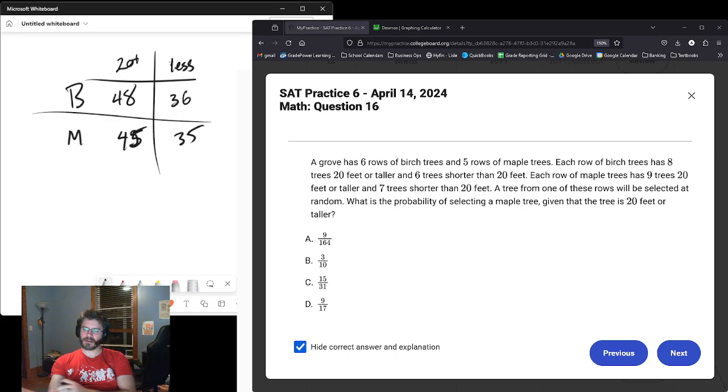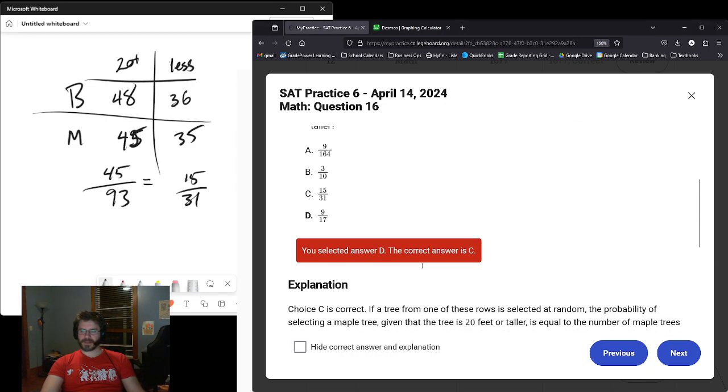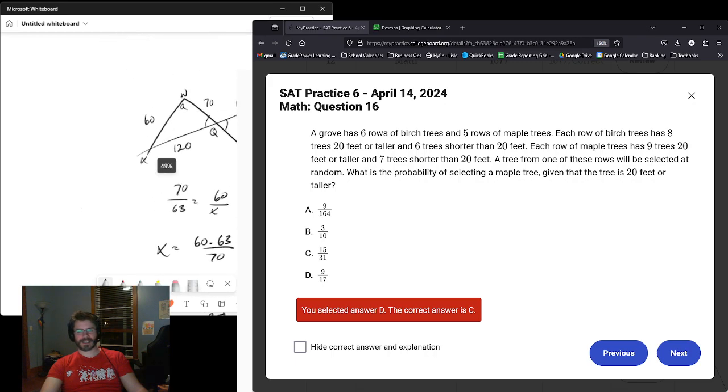So given that the tree is 20 feet or taller, that's going to give us 93 trees total, and a maple tree that is taller is 45. 45 out of 93. They're both divisible by 3. We get 15 and 31. Yeah, that's C. Yikes. All right. Read. How many distractors did we actually come across? Not many, I suppose. So read the whole question. Don't rush like I was doing.